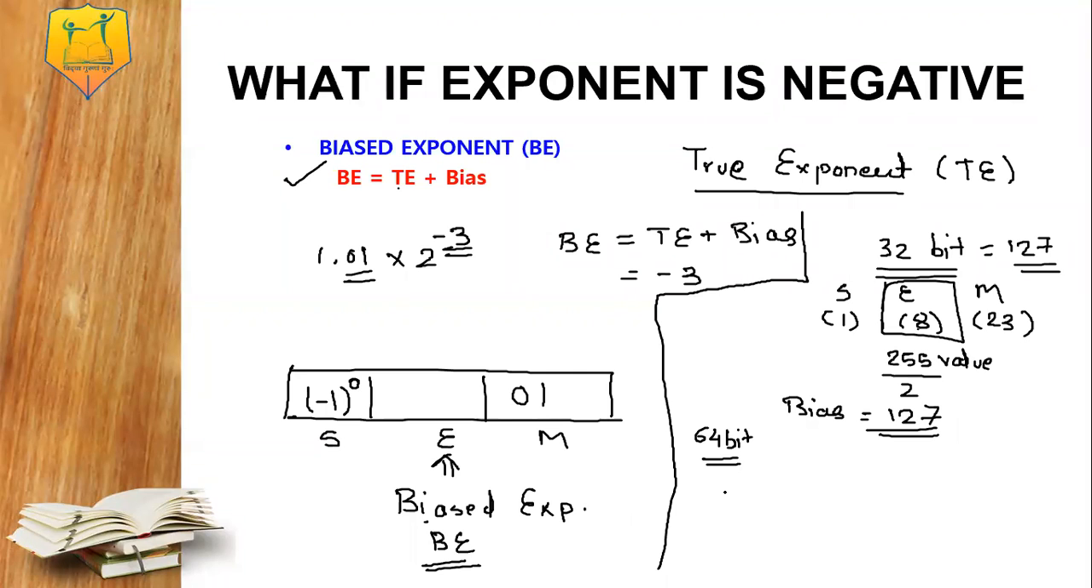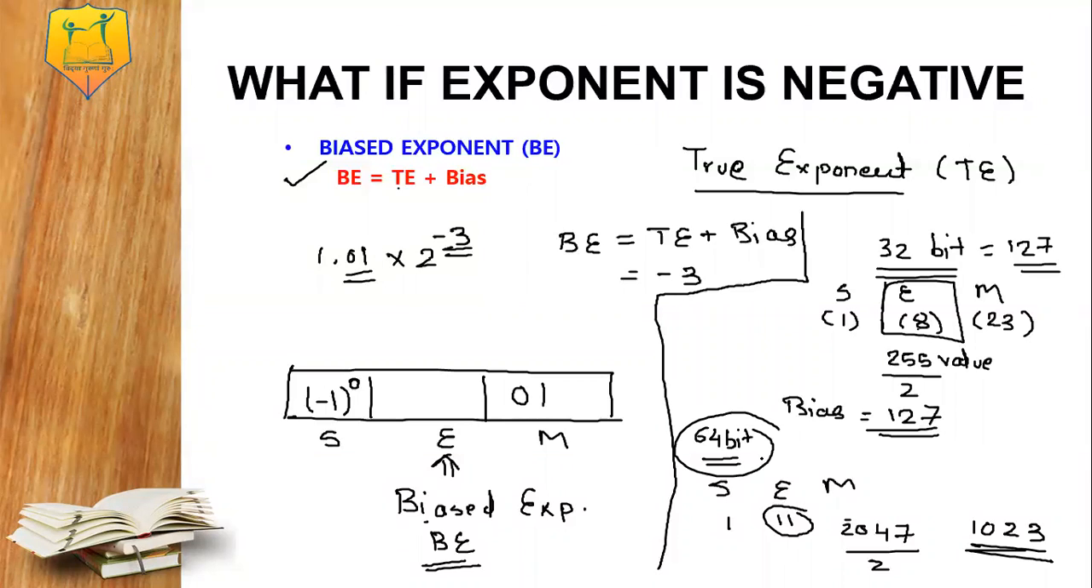Same for the 64-bit SEM format: it is 1, 11, and the rest bits are mantissa. Now it is 11 bits, so 2^11 is 2048 values, 0 to 2047. Divide this by half, because half is for negative and half for positive. So here I'm getting 1023 as the bias value. For 64-bit, 1023 becomes my bias value. You have to memorize this.